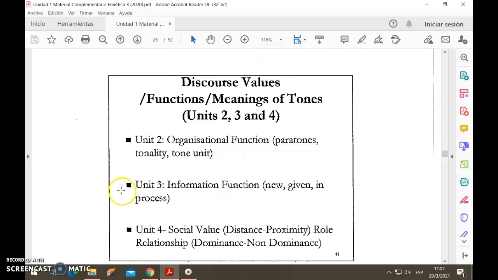So this is intonation, but you see that there are no tones in this unit. For tones to appear in our syllabus, you will have to wait until Unit 3. Unit 3 is the information function, and this is realized through prominences and through tones. Okay, prominences are similar to tonicity, to sentence accent that you saw in Phonetics 2, but also you have tones that indicate which information is new, given, or in process, and we see all this in Unit 3.